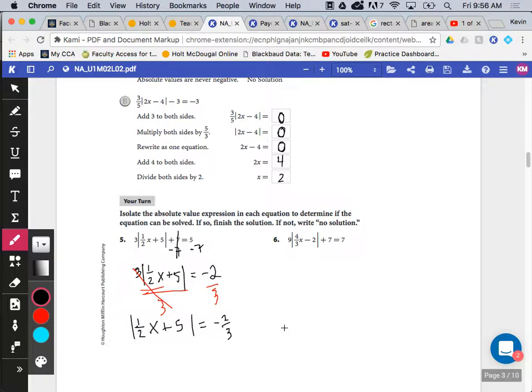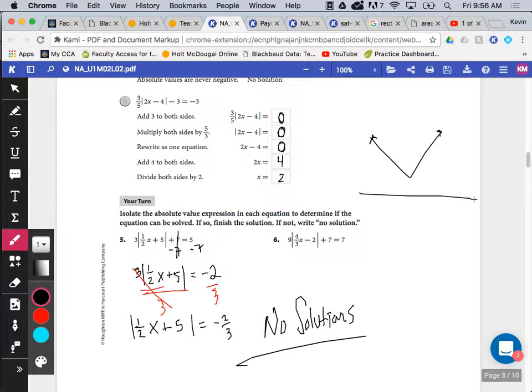No. So what does this tell you? How many solutions does this have? No solutions. Okay. What would this look like graphically? Well, it would look like this, and then a line down here or something. You see? That function is never equal to that value. So that's no solutions.